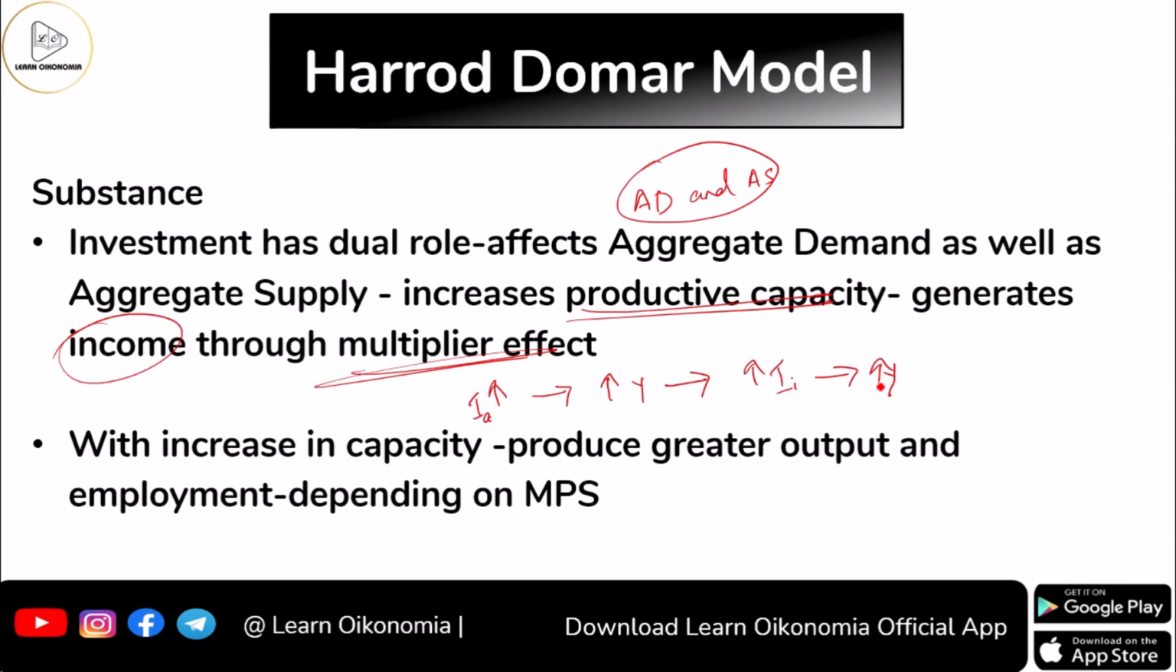Now, with the increase in the productive capacity of the economy, there will be an increase in output production. And whenever you increase output, you need more laborers to increase output. As a result, you will have more employment. And this too will depend upon your marginal propensity to save, whether you are saving more or whether you are consuming more.